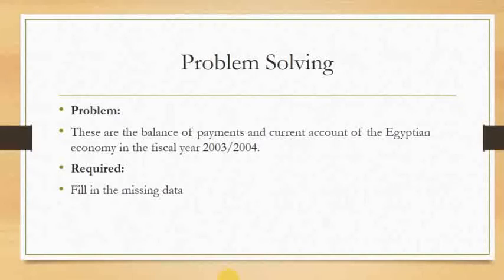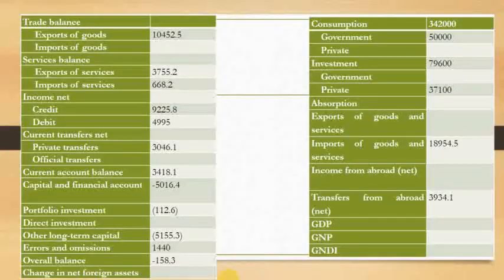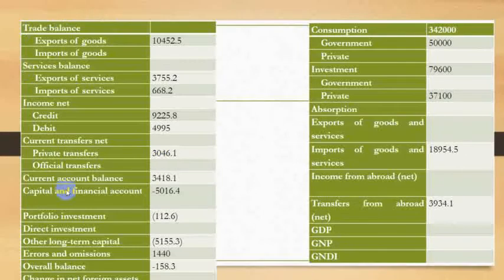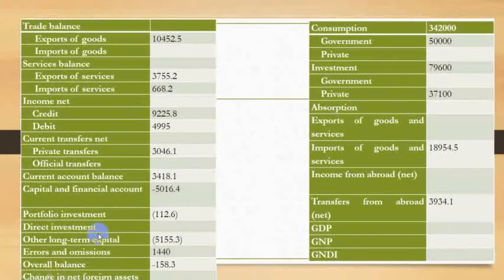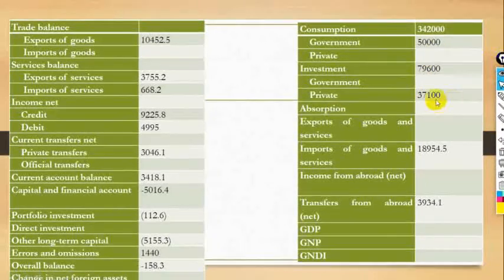Now we would like to solve a problem related to national account and balance of payments accounts. The following two tables represent balance of payment and current account of the Egyptian economy for the fiscal years 2003 and 2004, required to fill in the missing data. This is balance of payments and this is current account, required to fill in the missing spaces.